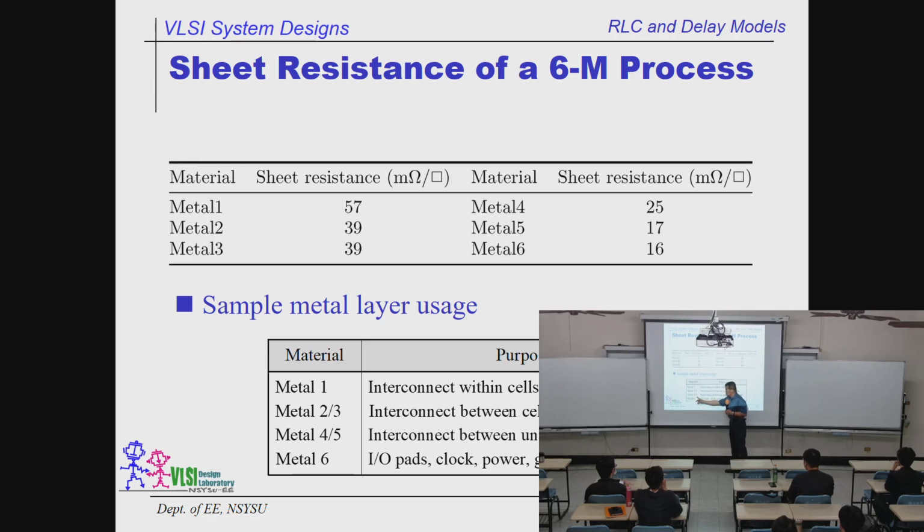And then metal 4 and 5 are meant for bigger or higher levels. So for example, you have adders, then you have other logic operations, then we call that an ALU, arithmetic and logic unit. You want to combine them together.